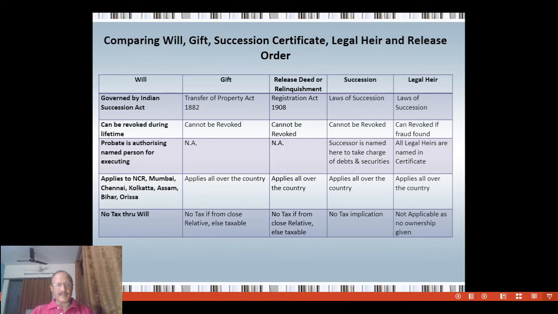Will can be revoked during lifetime. Gift once given cannot be revoked. Release deed once given cannot be revoked. Succession once given to a person cannot be revoked. Legal heir certificate can be revoked if a fraud is found out.